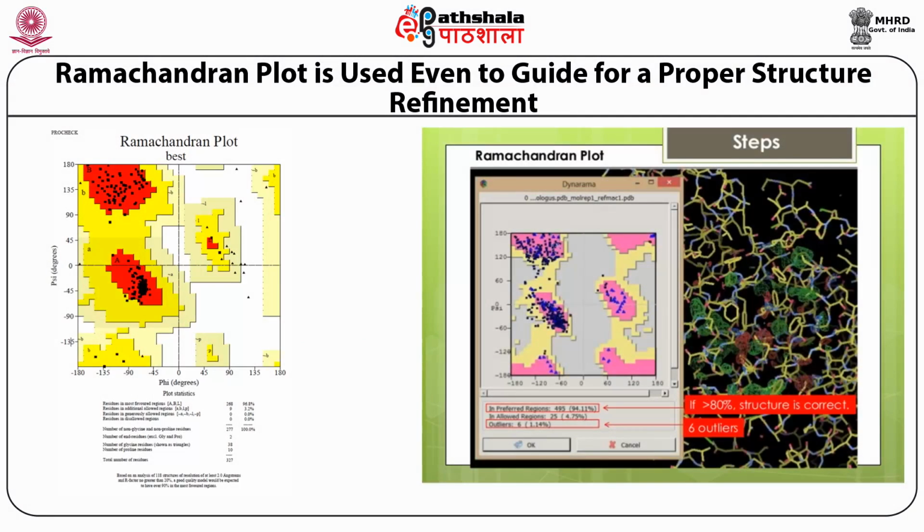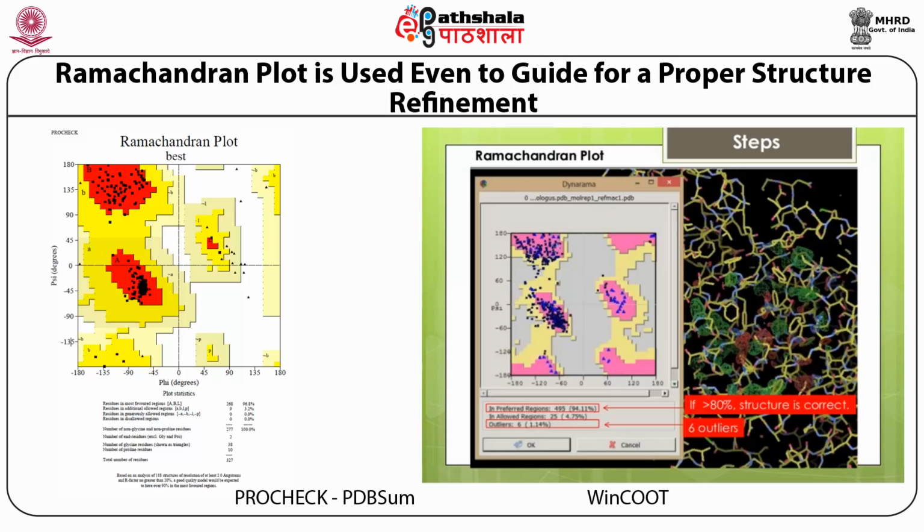We already said the Ramachandran plot is for validation, and it is highly useful nowadays in monitoring structure refinement. For example, the first one shows the ProCheck module, which is a component of PDBsum for validating protein structures deposited in the PDB, the Protein Data Bank. And then here is the ProCheck output. This actually explains the Ramachandran plot.